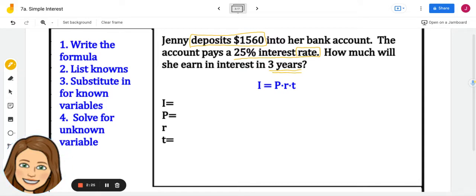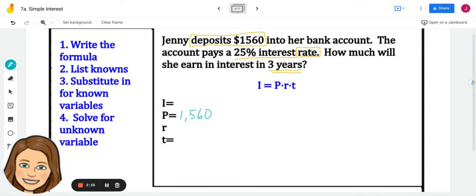So we've got our formula written. Capital I for interest equals capital P times lowercase r times lowercase t. All right, so now we're going to list our knowns. So what do we know? Depositing into her bank account. Deposit is an action that's for principal. So that would go with capital P. And that word deposit tips you off to that.